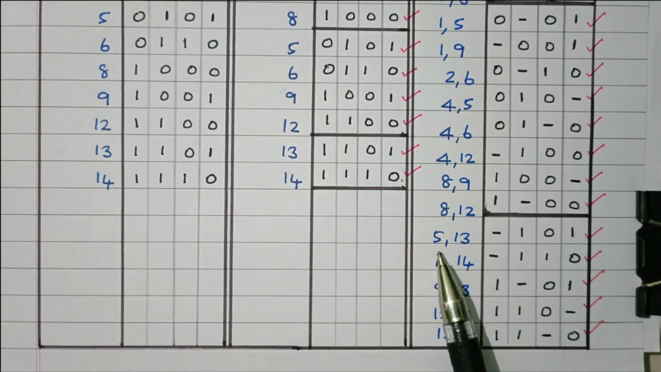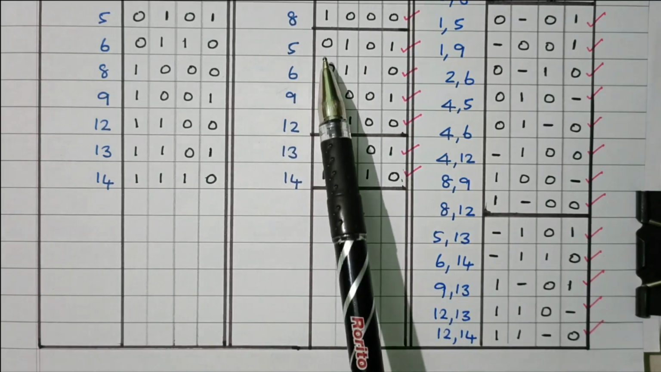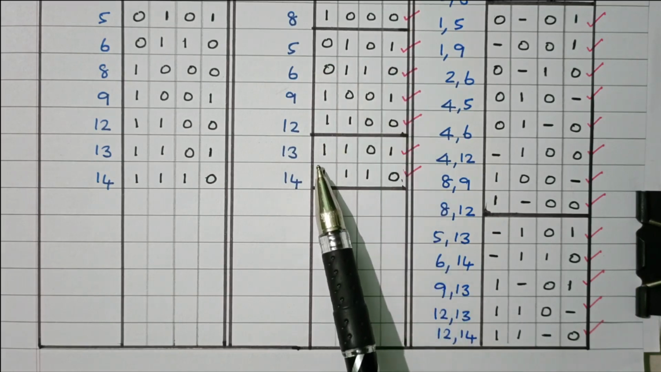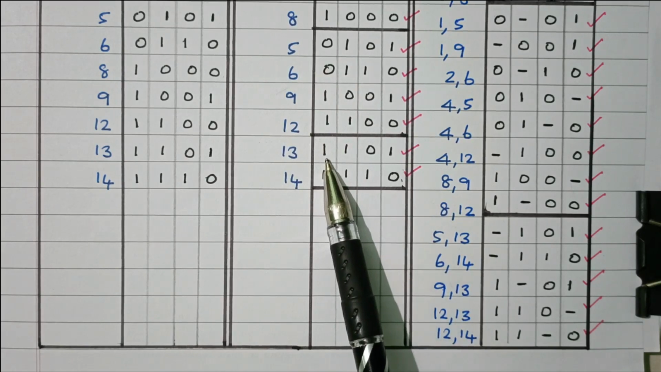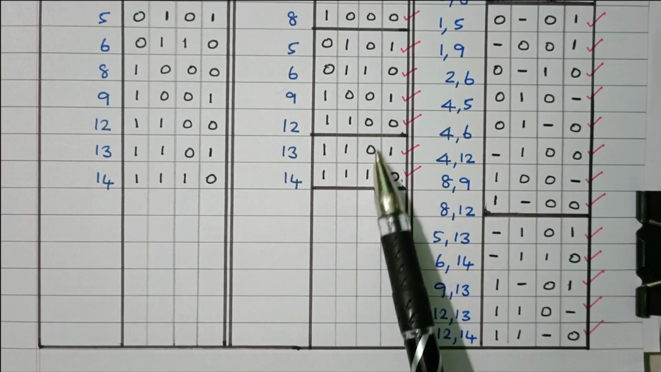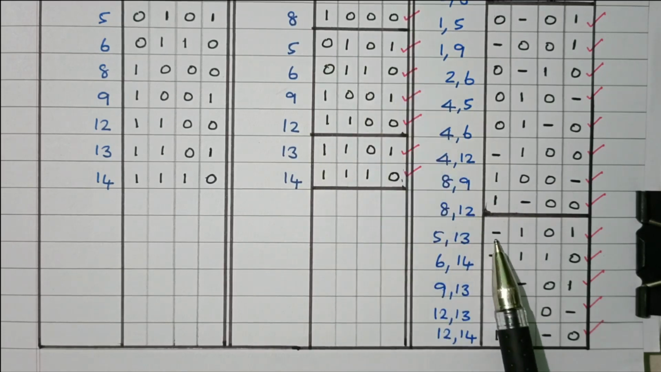So while comparing this 5, 13 differ by first digit. We will see that 5 is 0, 1, 0, 1. 13 is 1, 1, 0, 1. See, only the first digit differs: there it is 0, here it is 1. Second digit is 1, third digit is 0, fourth digit is 1. So only the first digit differs. So dash, 1, 0, 1.